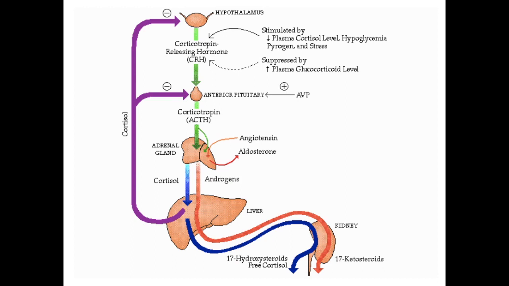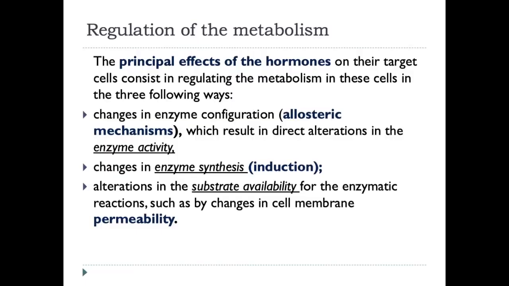And when we are going to discuss particular disorders, what are the manifestations and what are the principles of the influence of hormones on the target cells, we have to remember that regulation of metabolism could happen in different ways. First of all, hormones influence and lead to changes in enzyme configuration. And finally, it results in direct alteration in enzyme activity. We know this mechanism as an allosteric mechanism.